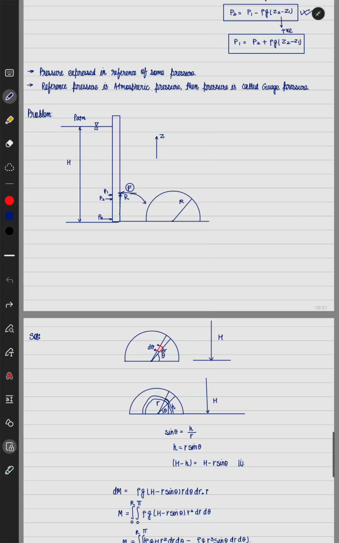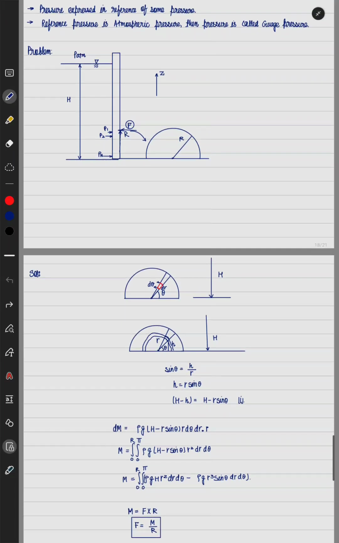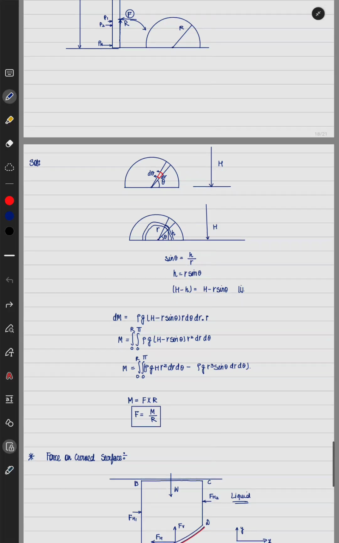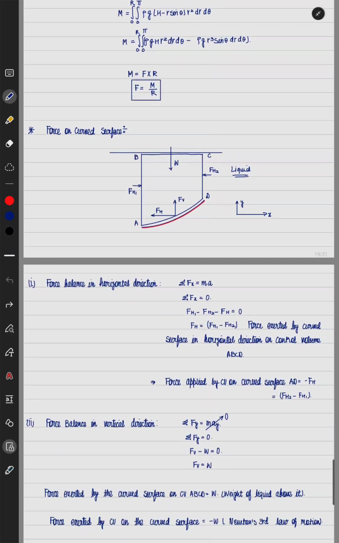The problem that we discussed in the last class was a semicircular gate, which is at the bottom of a wall. What is the total amount of torque which is linked with that particular gate? So in this problem, we took an element and we evaluated the total amount of torque acting at that element, and we integrated it over theta and r in order to evaluate the total amount of torque which is acting on the gate. This was the problem we discussed.